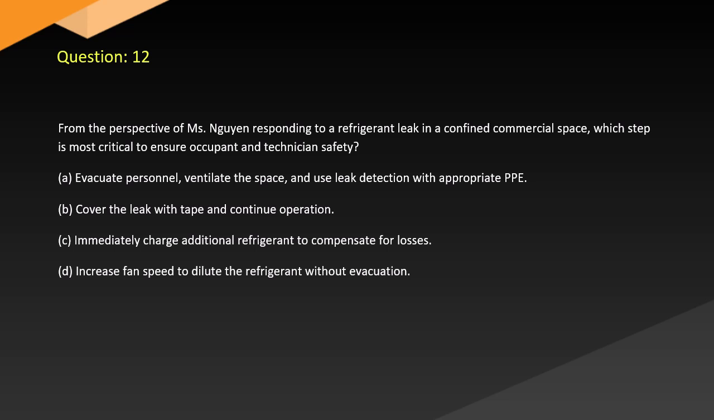Question 12. From the perspective of a technician responding to a refrigerant leak in a confined commercial space, which step is most critical to ensure occupant and technician safety? A. Evacuate personnel, ventilate the space and use leak detection with appropriate PPE. B. Cover the leak with tape and continue operation. C. Immediately charge additional refrigerant to compensate for losses. D. Increase fan speed to dilute the refrigerant without evacuation.